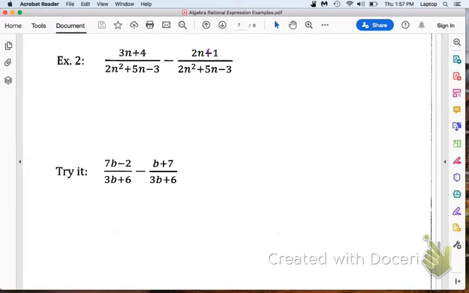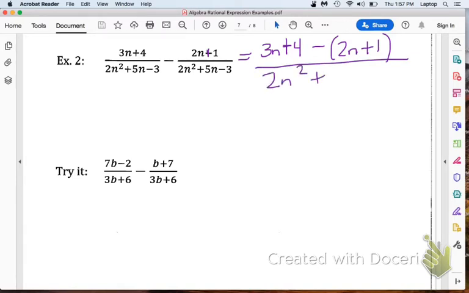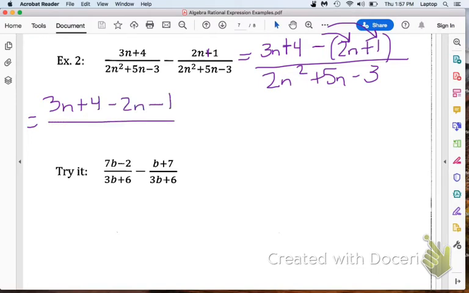All right, so the common denominator, so we have 3n plus 4, and then minus, we have 2n plus 1. Okay, and all of that over this, we don't have to factor at this point. All right, now again, we're distributing to both parts, so we'll get 3n plus 4 minus 2n minus 1 all over our polynomial.